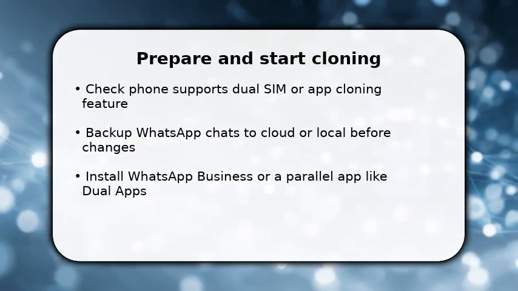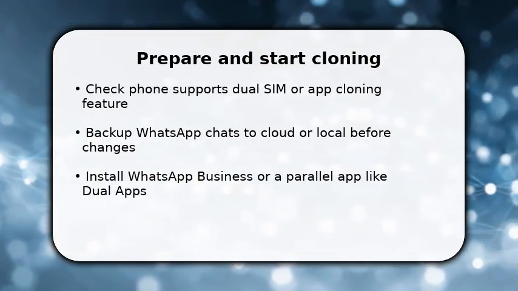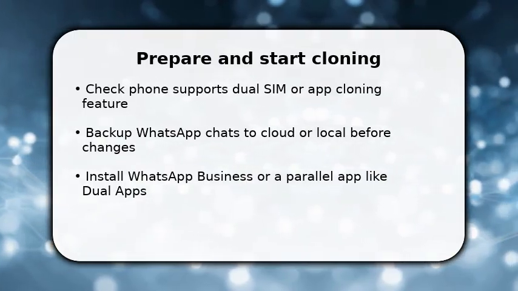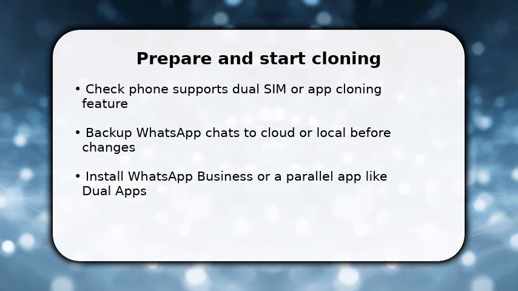Next, install WhatsApp Business or enable the System Clone app feature. You want two separate WhatsApp installs tied to different numbers. Make sure you have both SIMs active or access to the second number for the verification SMS or call.